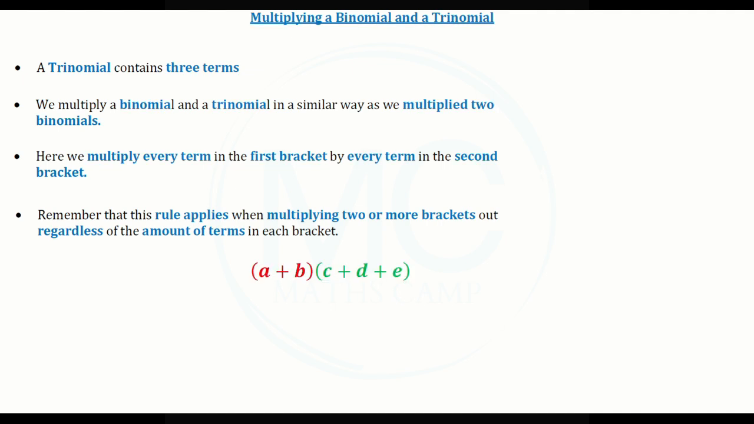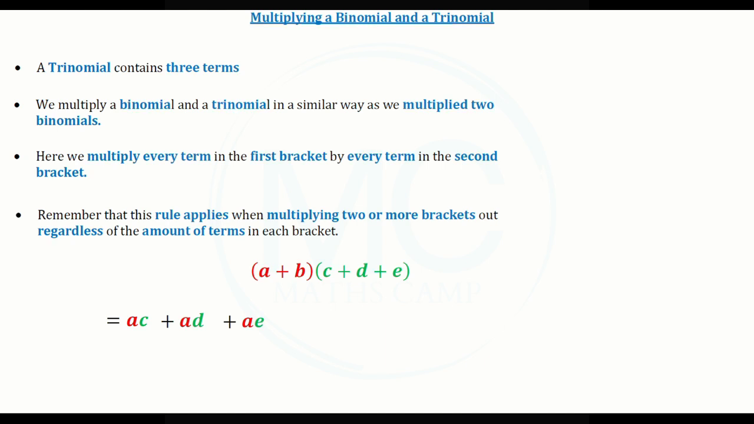To multiply a binomial and a trinomial, we start by multiplying the first term in the binomial, which in this case is a, by each term in the trinomial. So we can say a multiplied by c, and we get ac. Then we multiply a and d, and we get ad. And finally, we multiply a and e, and we get ae.